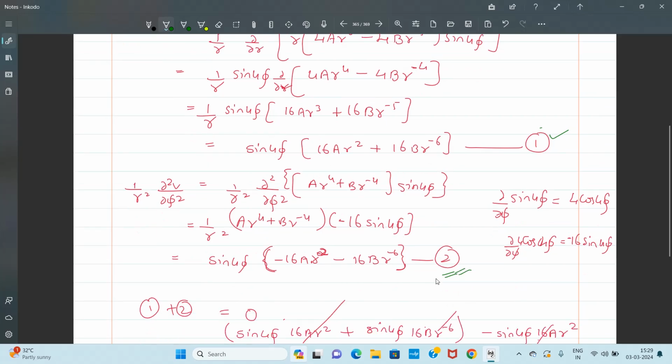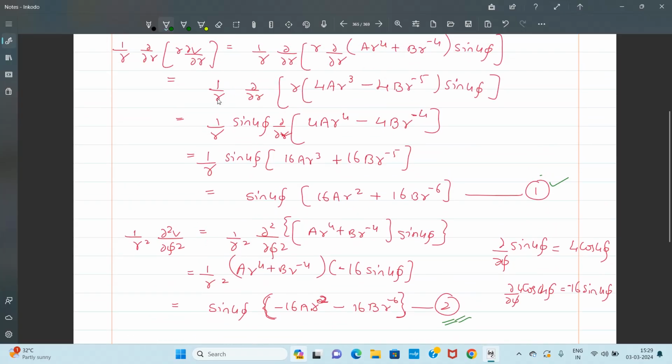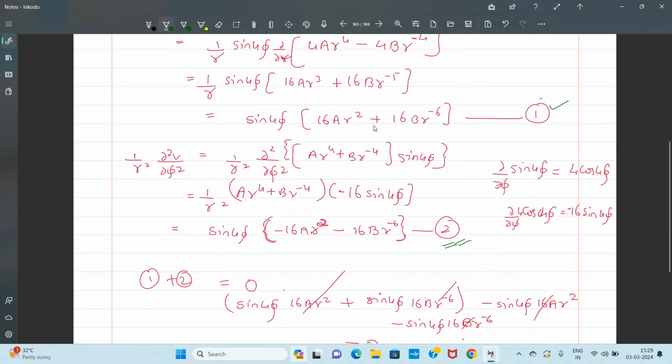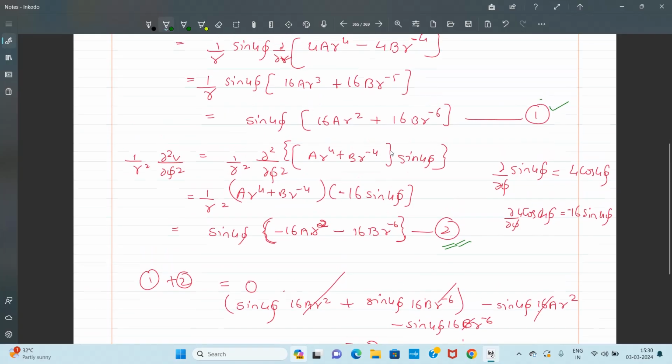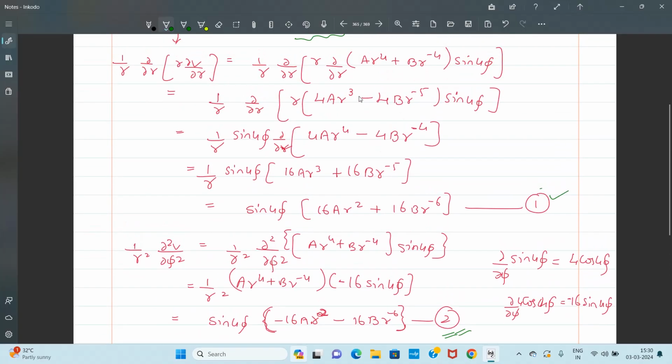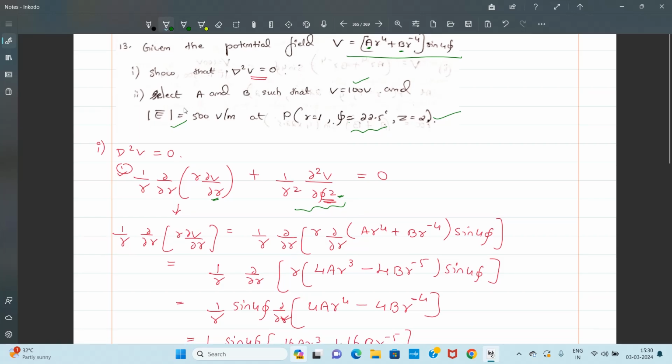Now I added these two and I am checking whether it is cancelling and if I am getting 0 or not. Okay, so individually you find the two parts of the equation, add them and see if the result is 0. If the result is 0, then it is proved. Otherwise, you can say it is not satisfying the Laplace equation. Okay, this is the first part of the question. So please pause or slow down the video and you can check all the steps in between, okay, how it is done. And now coming to the second part of the question.